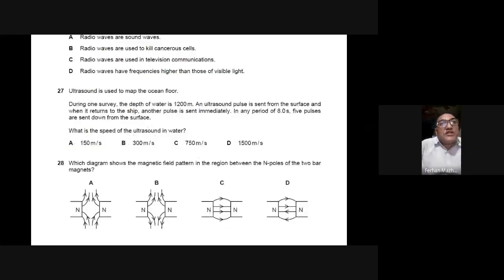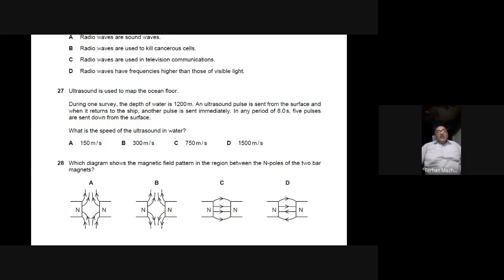Question number 27 is a numerical. Ultrasound is used to map the ocean floor during one survey. The depth of the water is 1200 meter. An ultrasound pulse is sent from the surface, and when it returns to the ship, another pulse is sent immediately. In any period of 8 seconds, 5 pulses are sent down from the surface. What is the speed of the ultrasound?